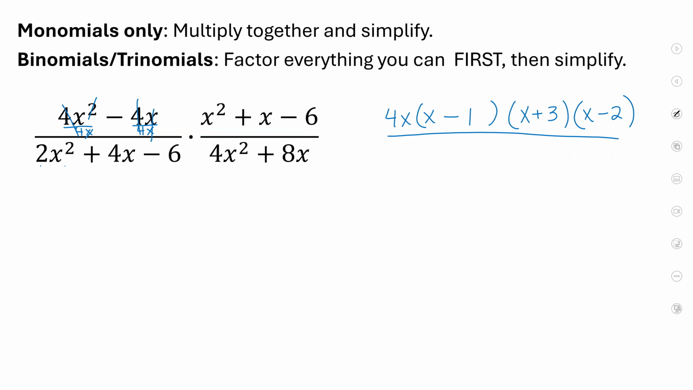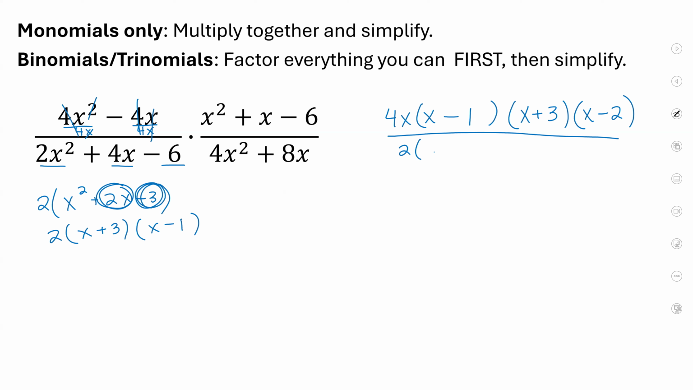So before I factor here, what can these all be divided by? 2. So 2 is on the outside. I'm left with x squared plus 2x minus 3. Okay, so let's factor this. I need two things that multiply to -3, add to 2. Good, +3 and -1. So this is 2, x plus 3, x minus 1.